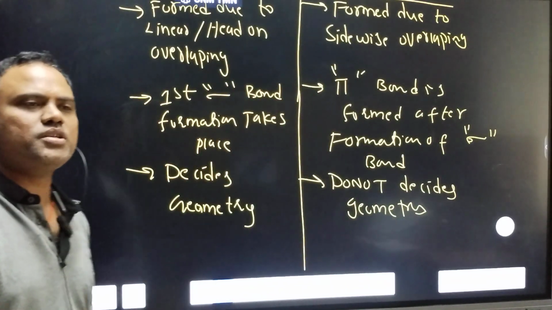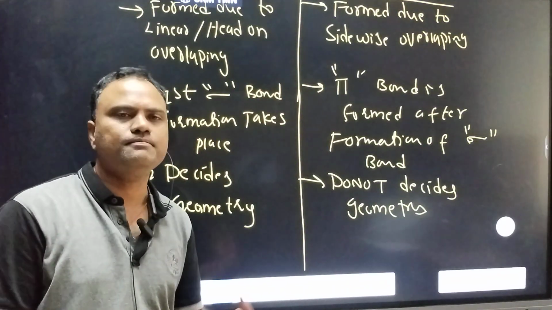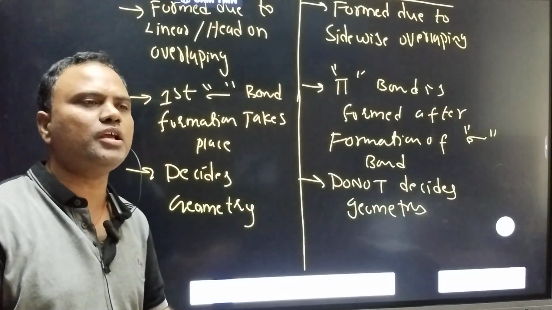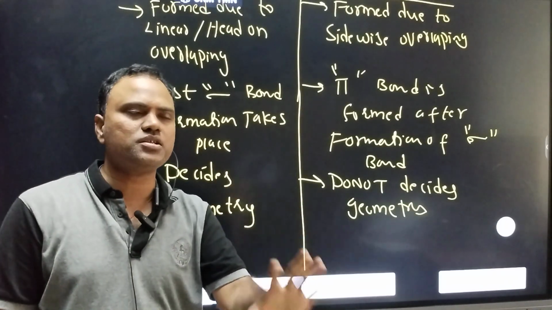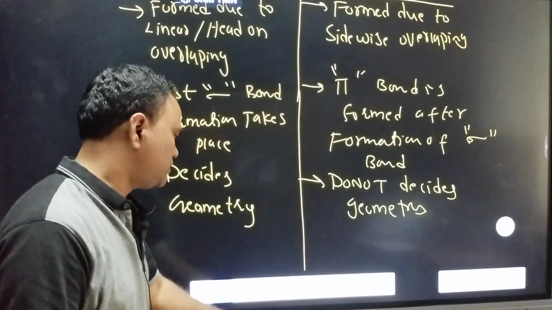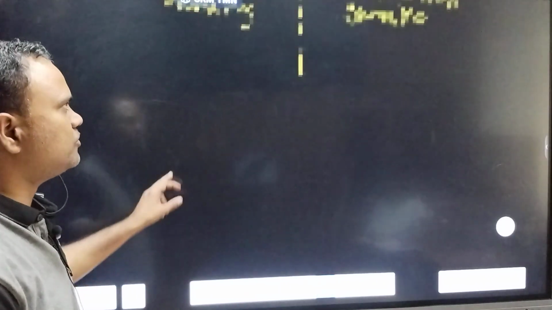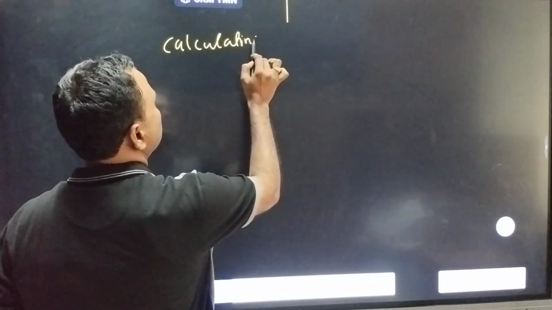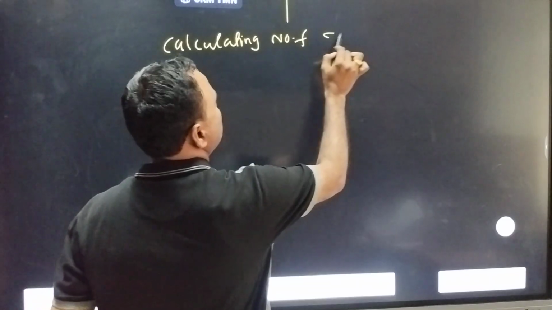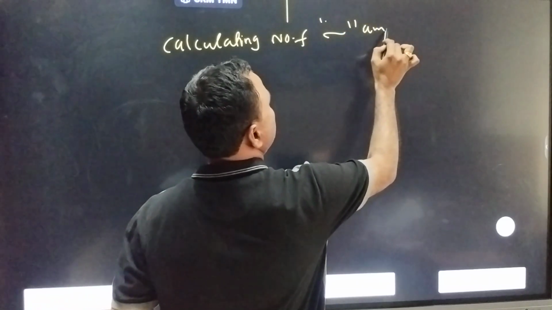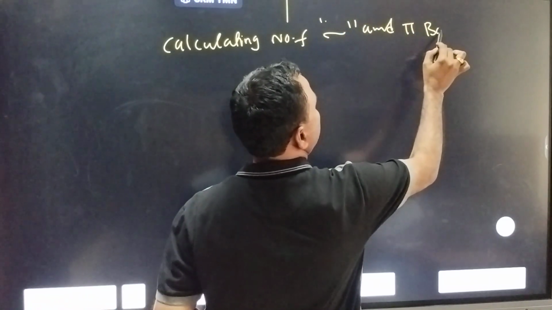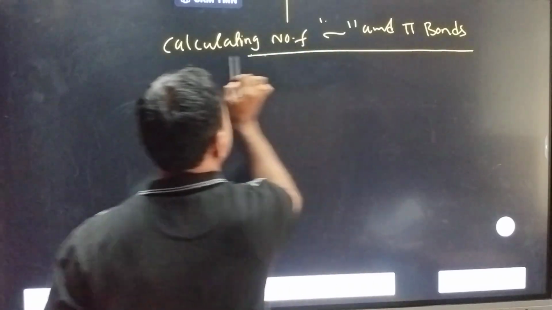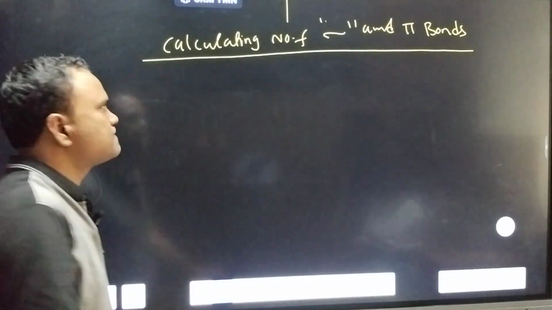Okay. Previously, questions were asked on the number of sigma and pi bonds. Let us cover important examples. Here, nomenclature idea is very, very important. Let us start the questions. Previous model questions: calculating the number of sigma and pi bonds.